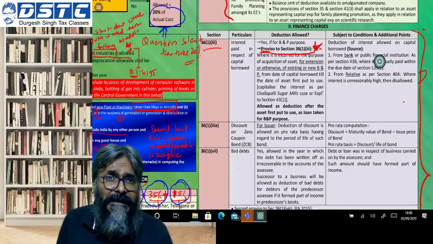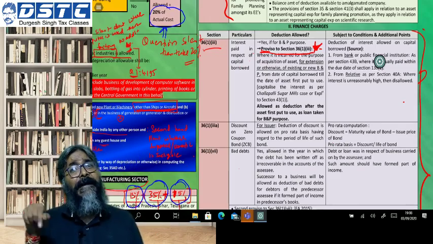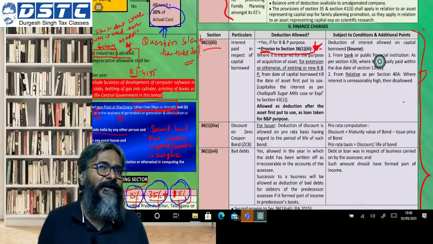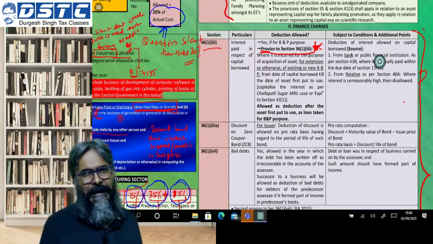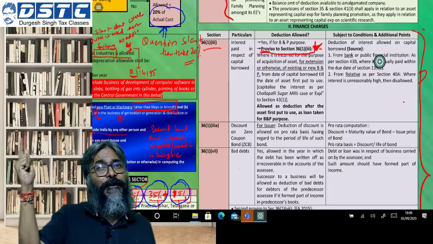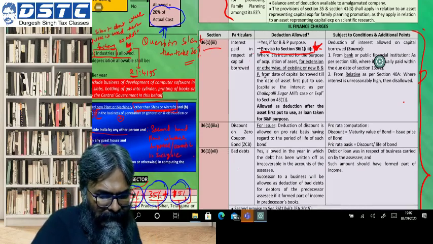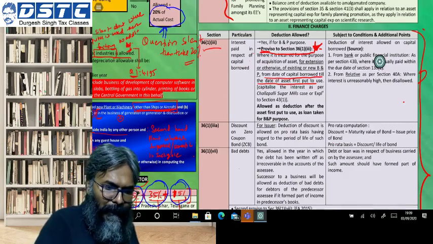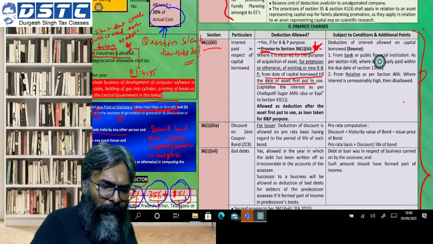But the interest expenditure on such loan amount, students, be careful, pay attention now. The interest expenditure on such loan amount up to the date the asset is put to use has to be capitalized. Be careful. Only any interest expenditure incurred after the asset is put to use will be allowed as deduction. This is what this particular point means. So from the date of capital borrowed till the date the asset is first put to use, what are you going to do in that case?